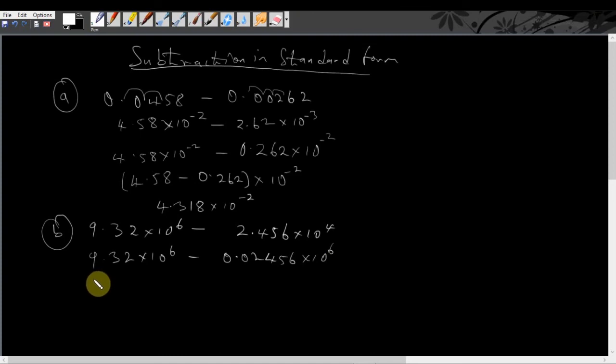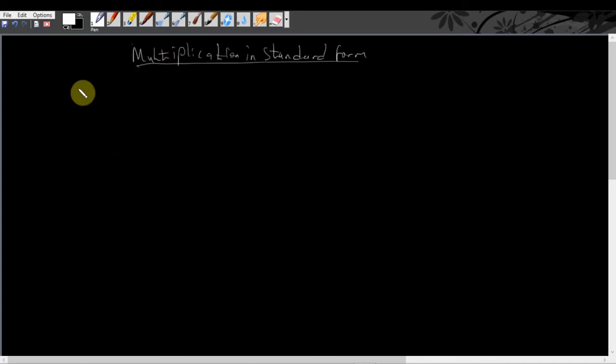Now you can bring them into one parenthesis, the previous way we've been doing it. 9.32 minus 0.02456, then pick one of these powers, and this minus this gives us what? It gives us 9.29544 times 10 to the power 6. This is your answer.